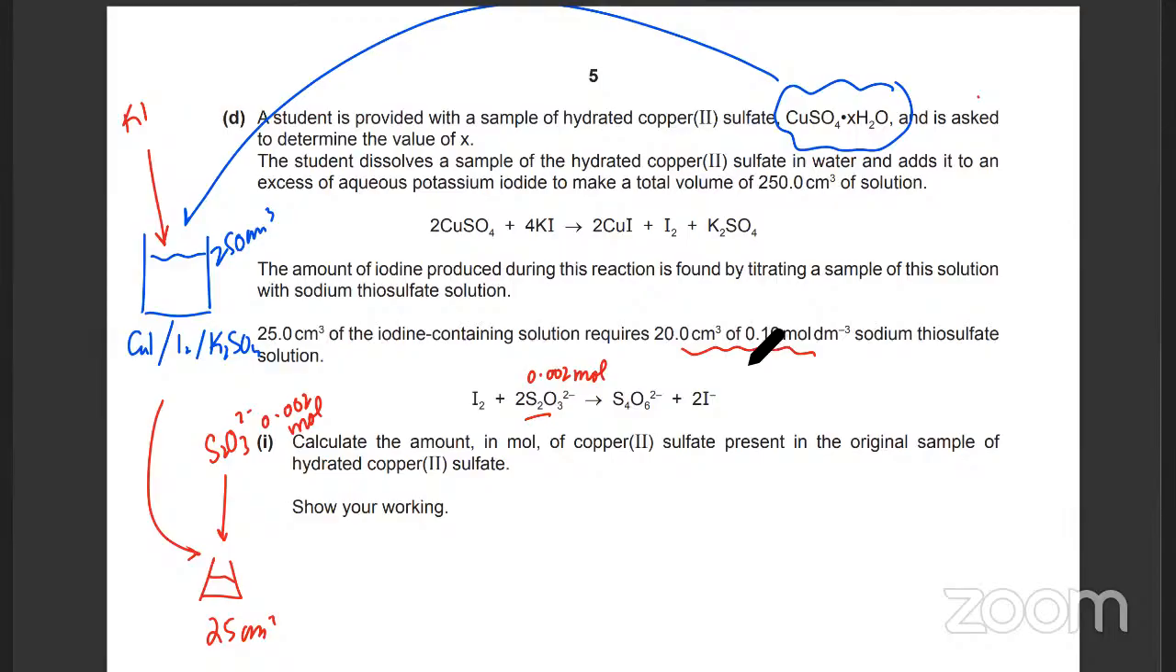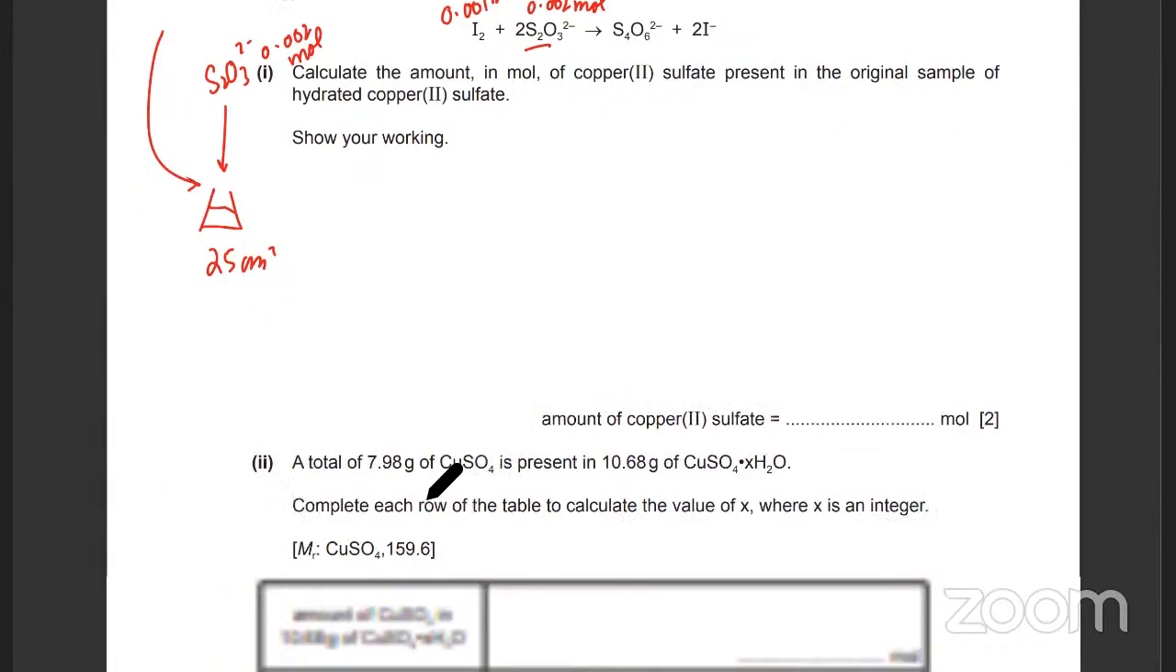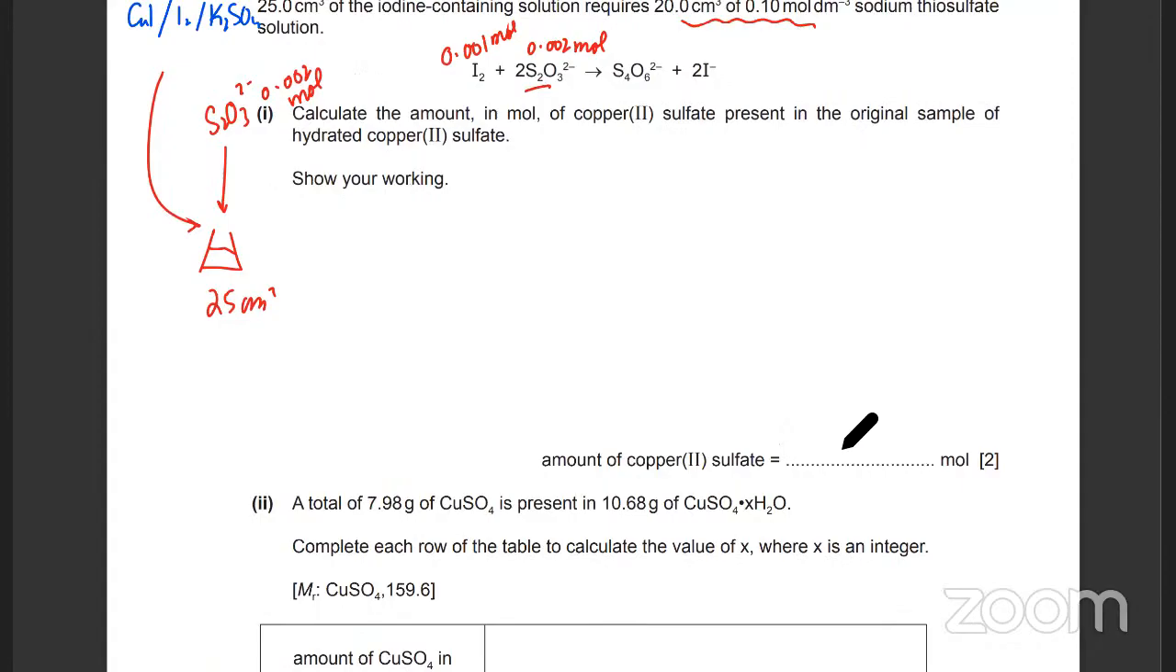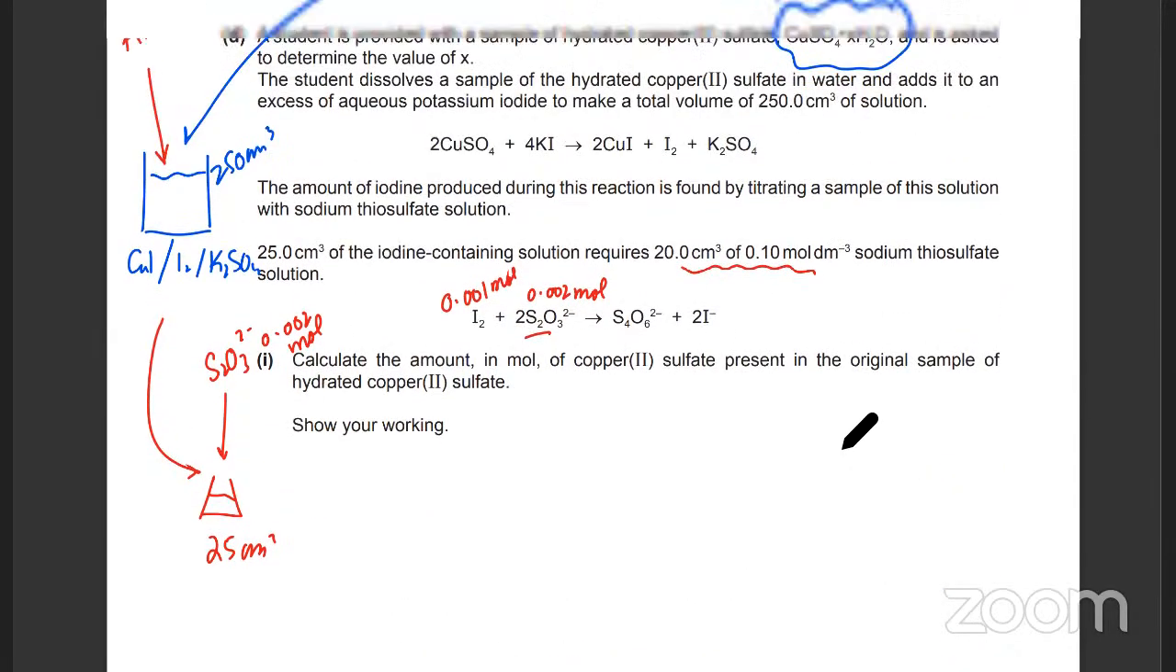So what is the amount of iodine in the flask over here? That's going to be half of that. It's 2:1 according to the equation. So the moles of iodine over here would be 0.001 moles, right? And remember, the difficulty with this question is they didn't give any steps. Everything has to be done.